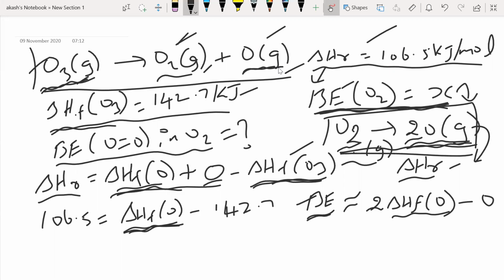Again, for this reaction, I can write it in terms of enthalpies of formation. Whatever the total enthalpy change for this reaction is, that is my bond enthalpy. So that is equal to 2 into the enthalpy of formation of products minus the enthalpy of formation of reactants. So I have 2 into the enthalpy of formation of oxygen gas minus 0. We found the enthalpy of formation in the previous one, so I will be able to find the bond enthalpy. Understood?